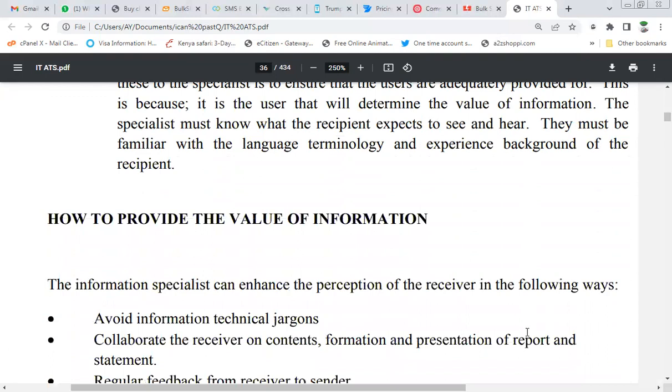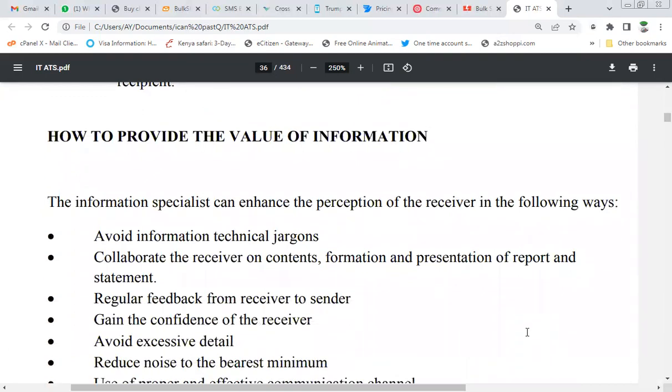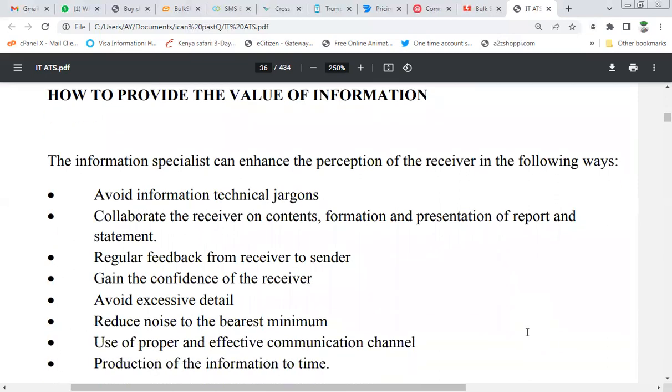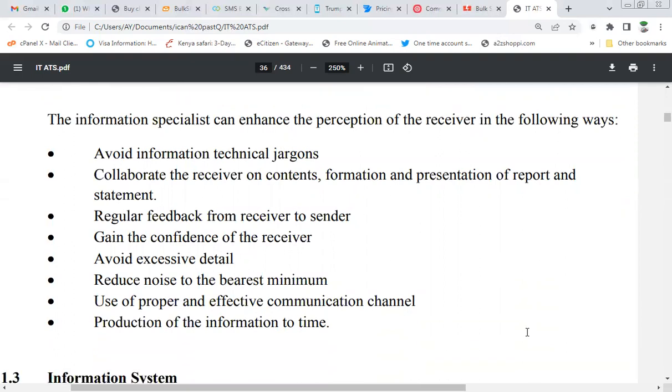So, how to provide the value of information? The information specialist can enhance the perception of the receiver in the following ways: avoid technical jargon, regulate feedback from receiver to sender, gain the confidence of the receiver, avoid excessive details, and reduce noise to the barest minimum.